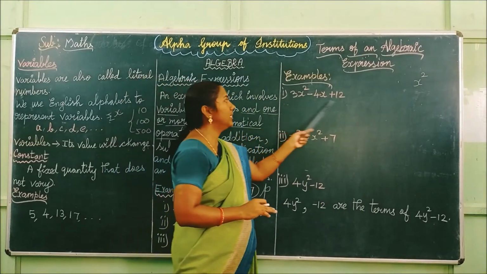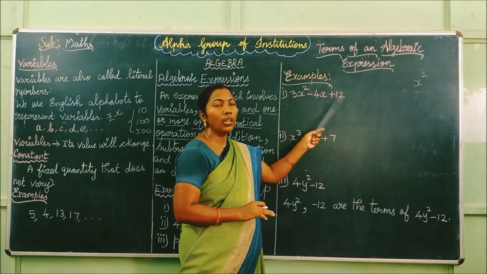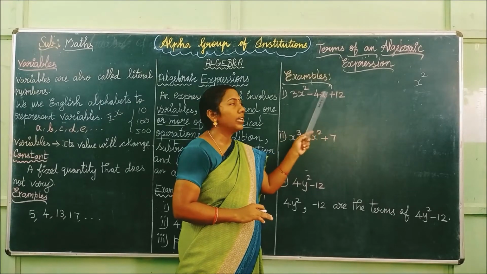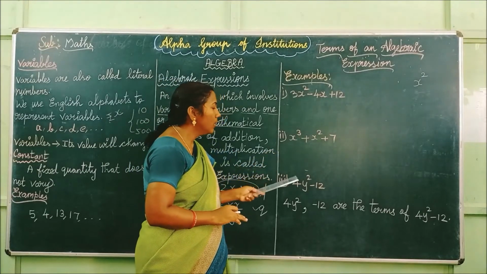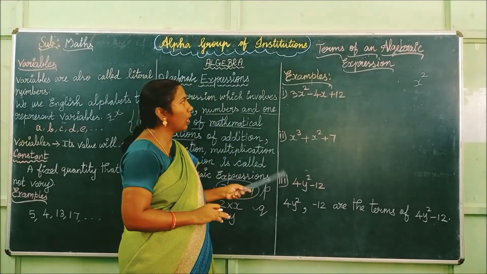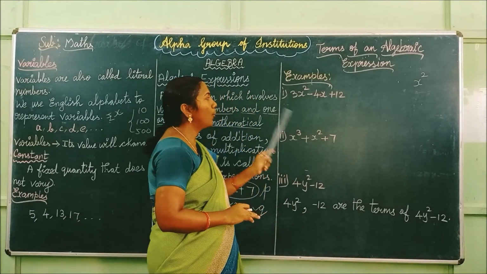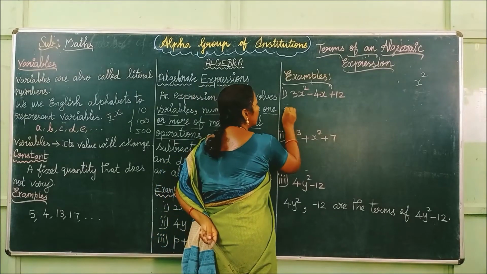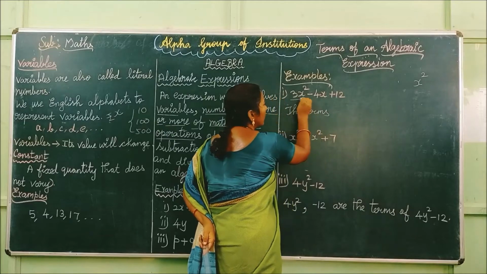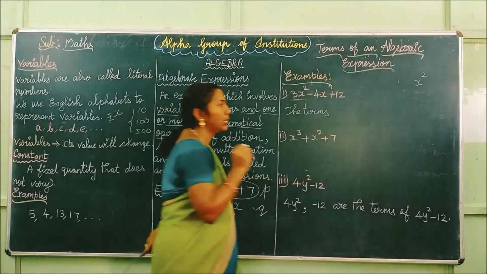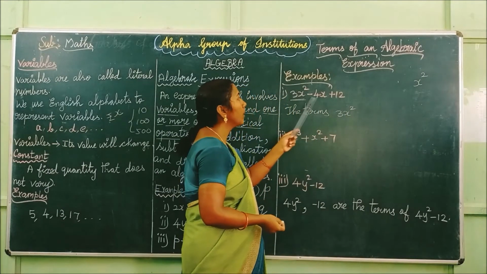Okay. Once again, read this expression: 3x square minus 4x plus 12. This is an algebraic expression. Here our variable is x. Now we are going to write the terms of this algebraic expression. How do you write? See here. The terms are: 3x square. This is one term. So first you write 3x square. What is the next term? 4x.